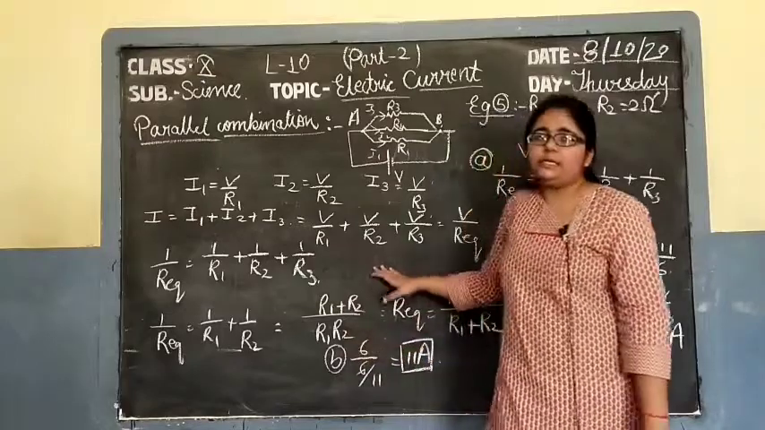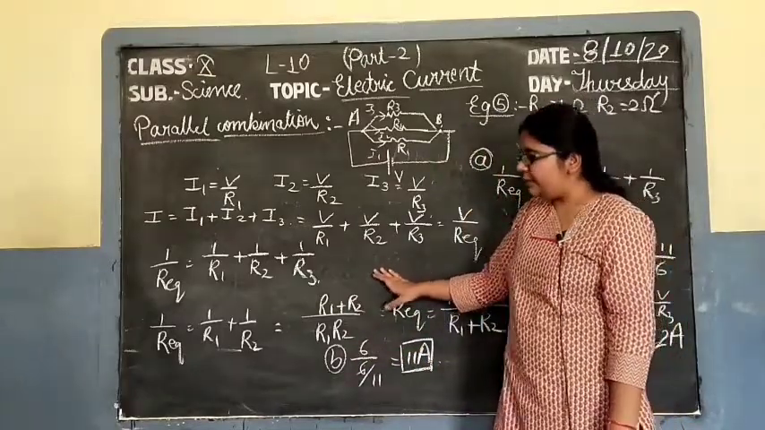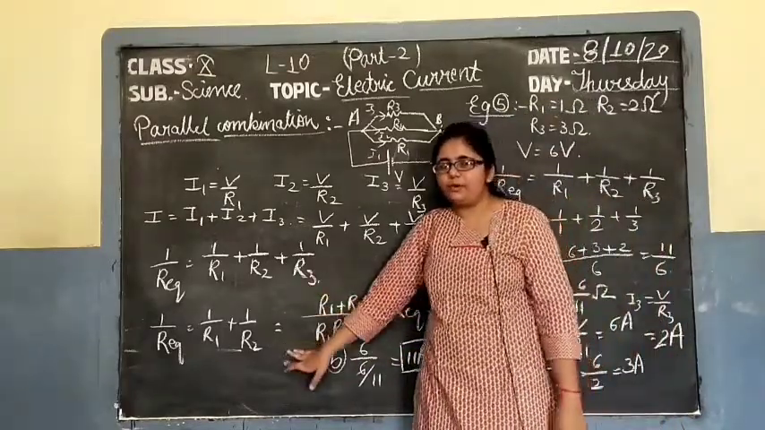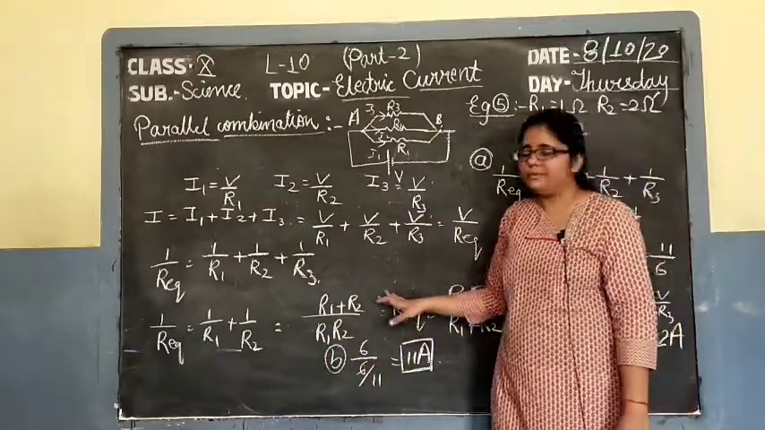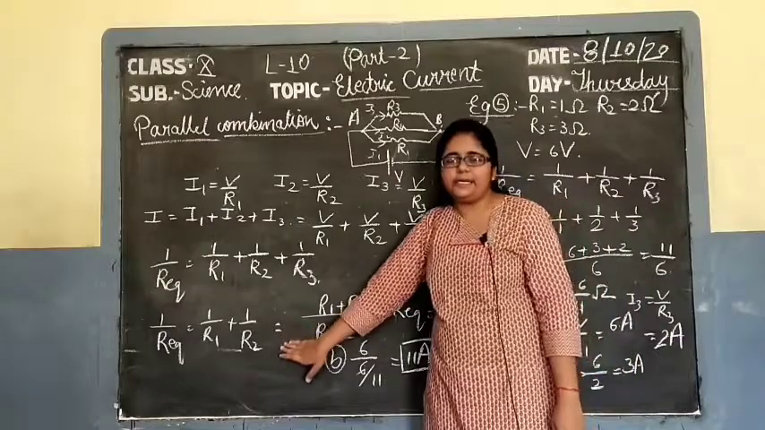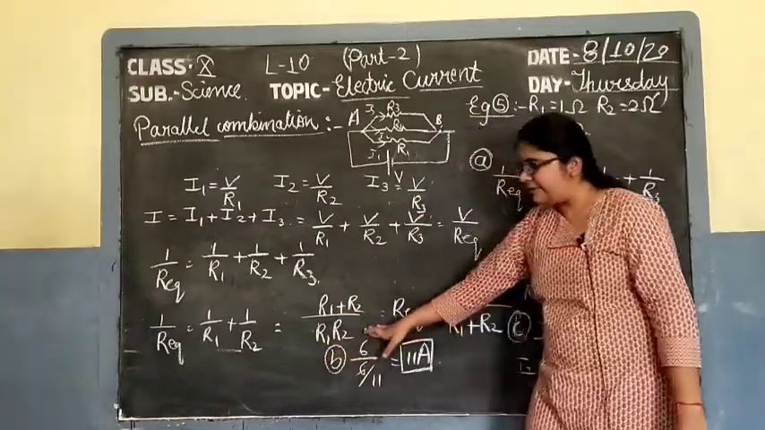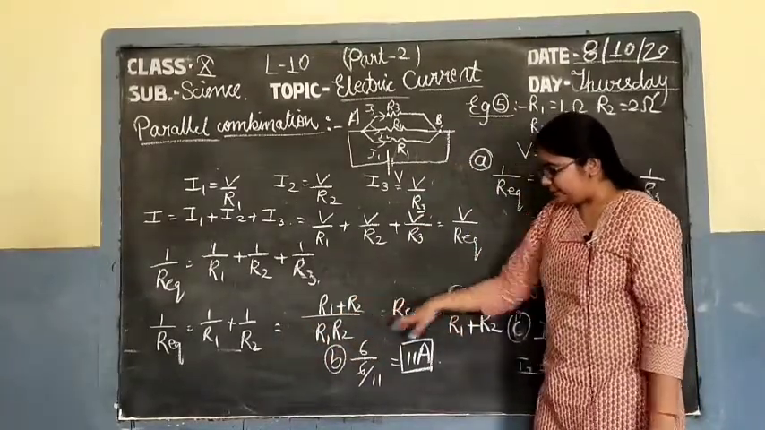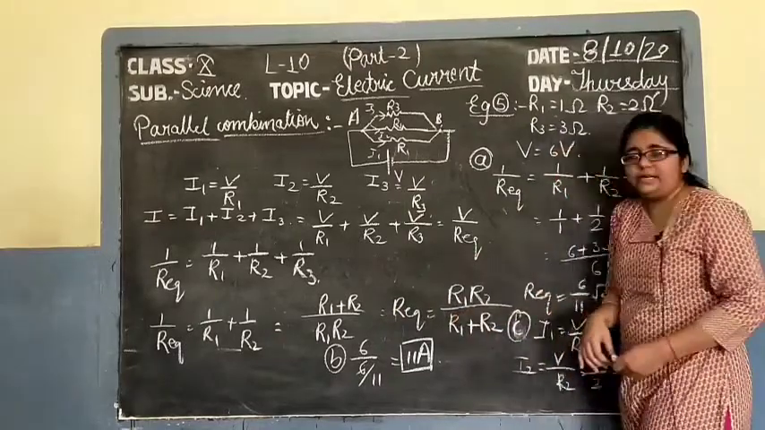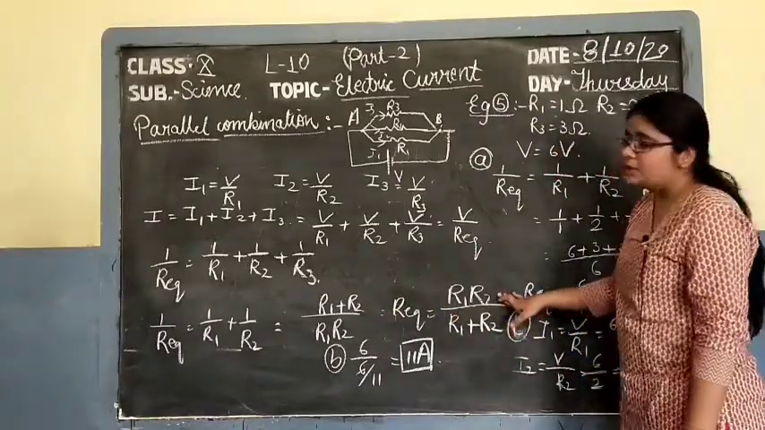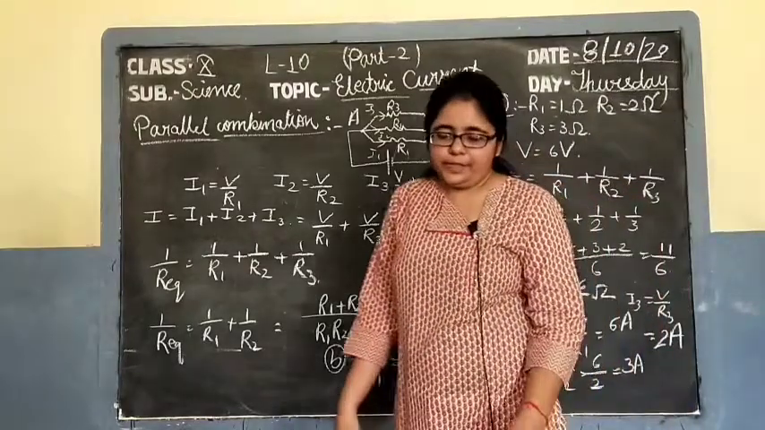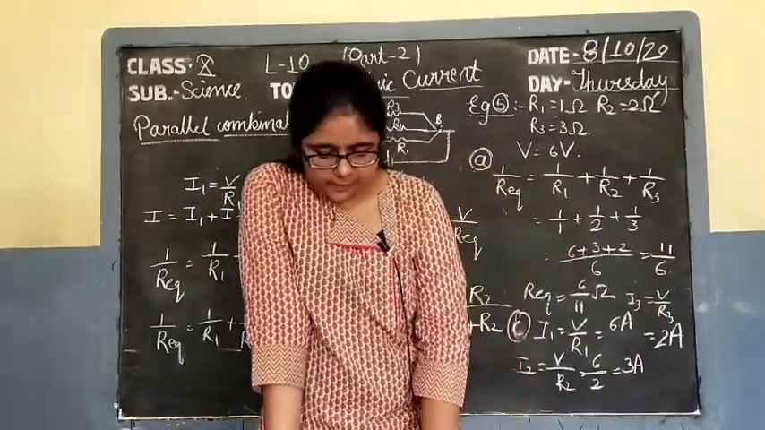If only two resistances are connected, then you can convert it into a simpler form, or you can say a formula for direct use, that is 1 by R1 plus 1 by R2, by taking the LCM, that is the product of R1 and R2, and then you get R equivalent is equal to R1 R2 divided by R1 plus R2. So regarding the parallel combination, there is an example, that is example 5.